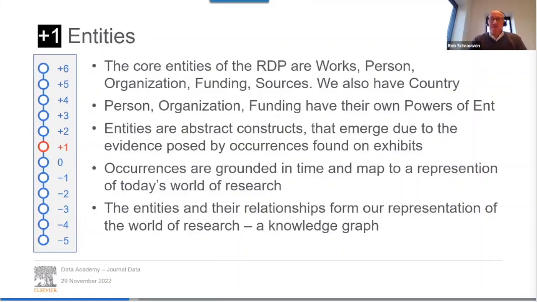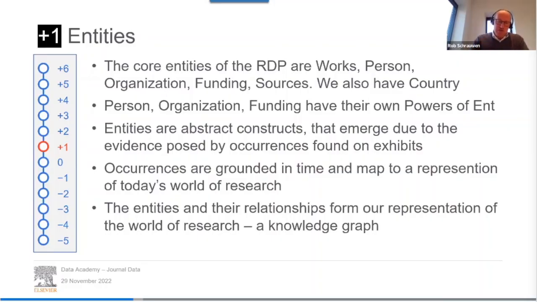So the core entities of the research data platform are works, person, organization, funding, sources. We have a few others as well, and concepts and so on, but I can't get into them all unless you give me the chance of coming back various times. I can speak for hours and hours. An important entity that I want to mention that is not in our usual list, that's why I listed it here. We have a few of those too, like country.